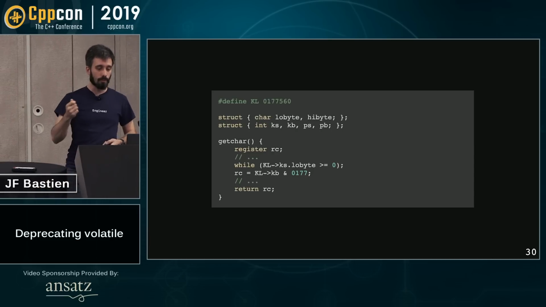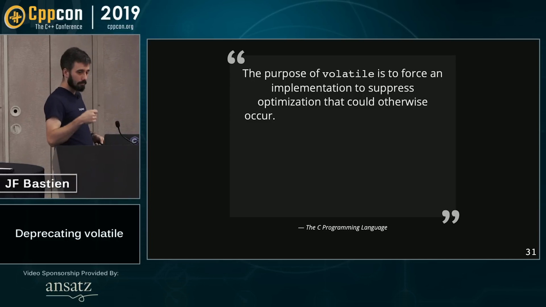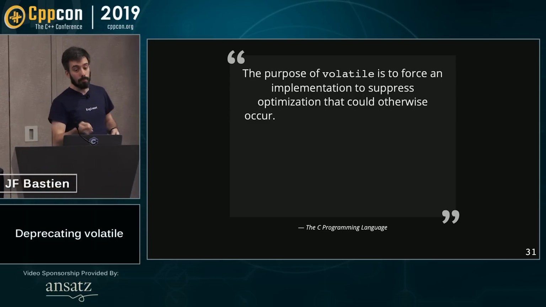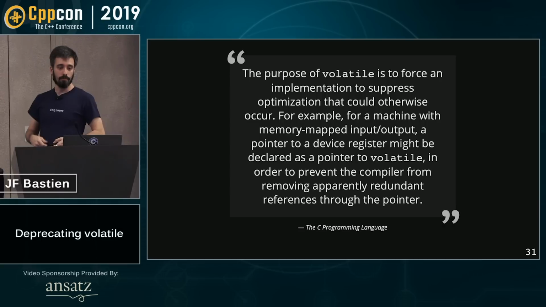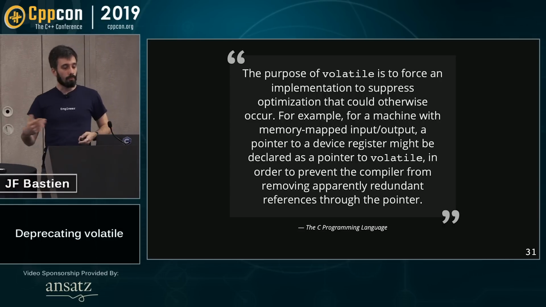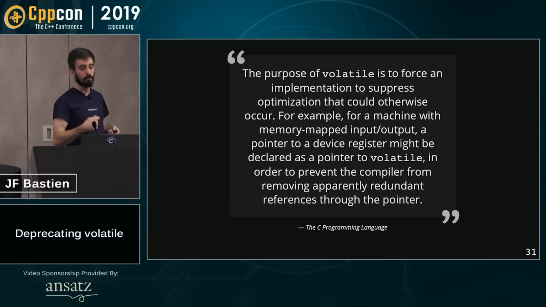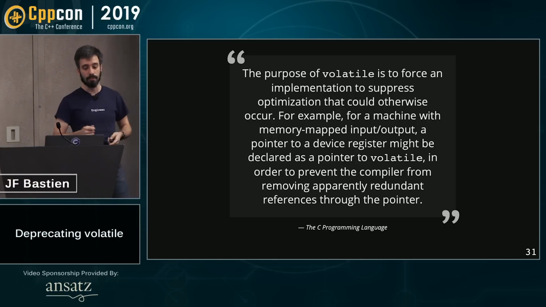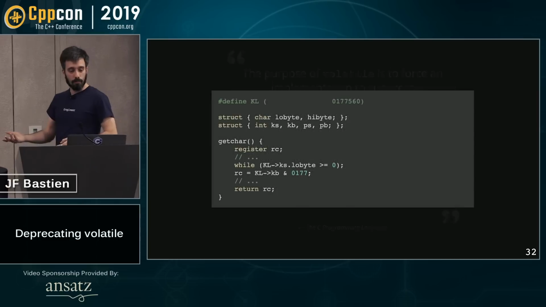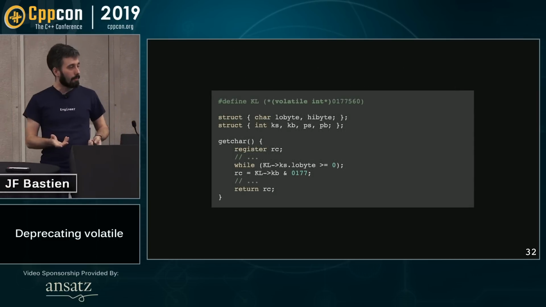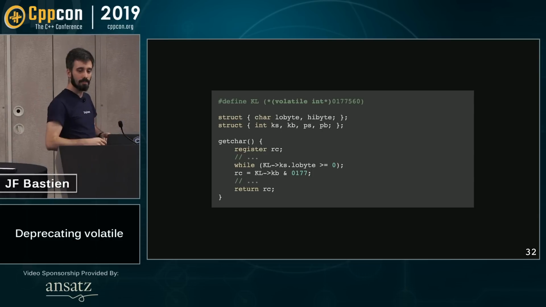So if you go back and you look at the C programming language, so not the standard, but the book that explains it, it says about this specific example that the purpose of volatile is to force an implementation to suppress optimizations that could otherwise occur, right? So for example, what I explained, a machine with memory-mapped input-output or a pointer to a device register might be declared as a pointer to volatile in order to prevent compilers from removing apparently redundant references through the pointer, right? That makes sense. So we go back to the previous example, exactly the same code, and we put this, and then everything's happy, right? That makes sense? The code's still a bit quaint, but it makes a bit of sense.